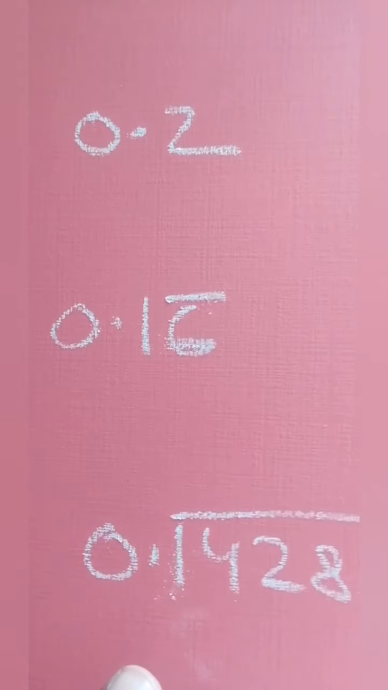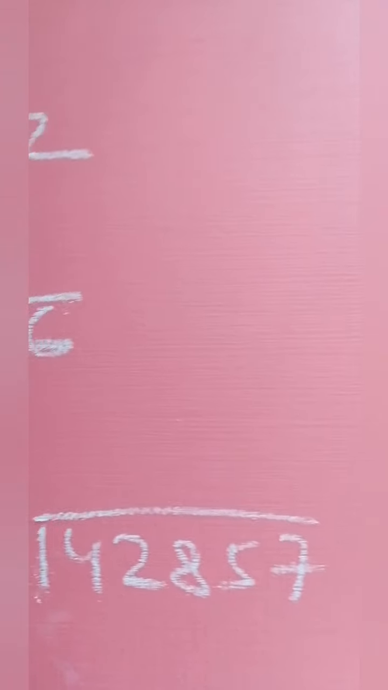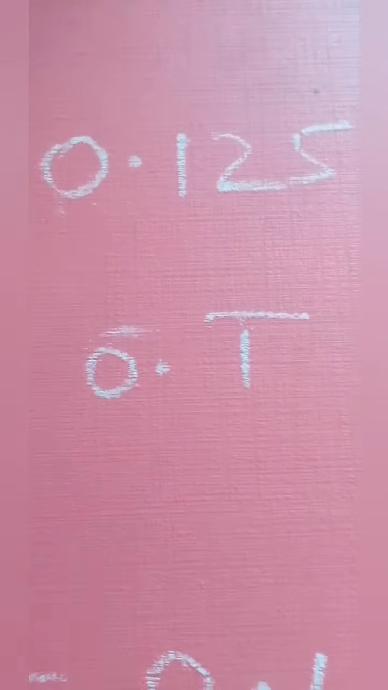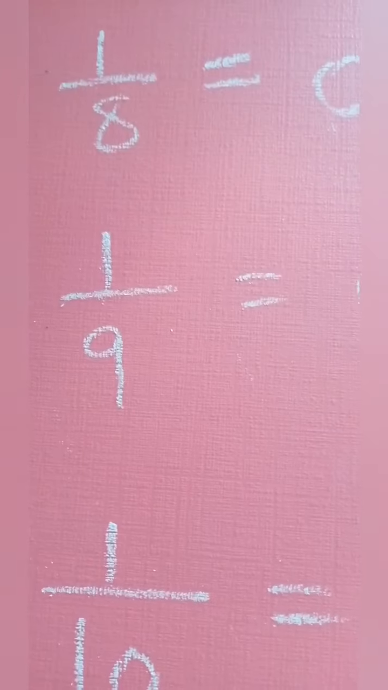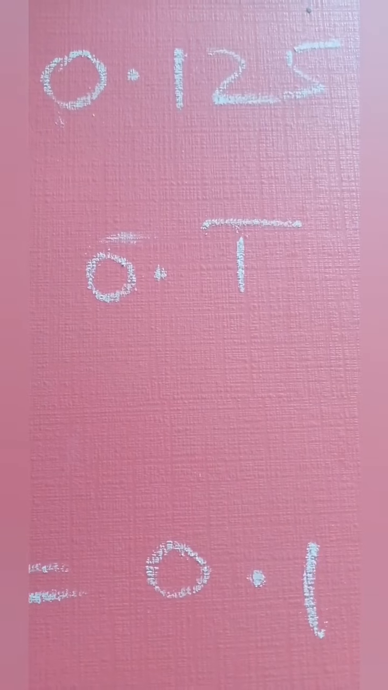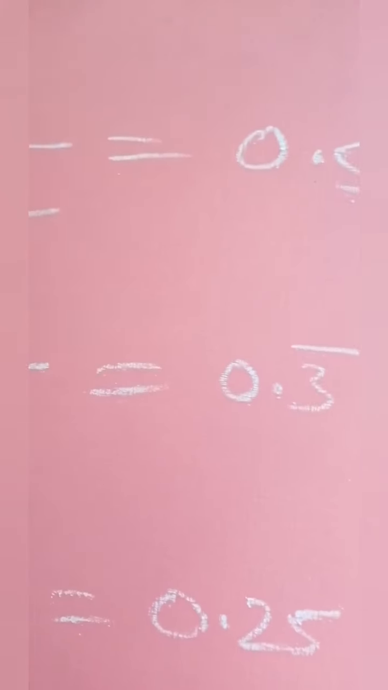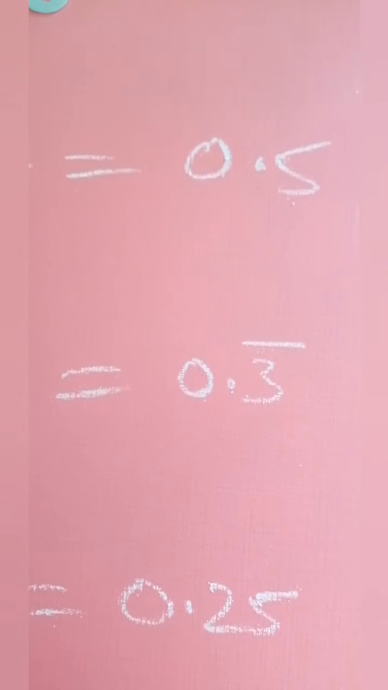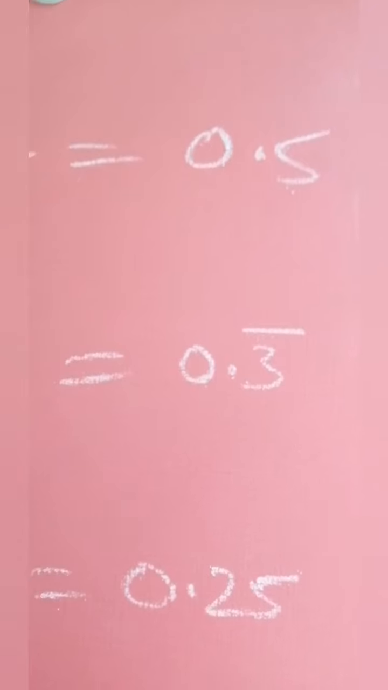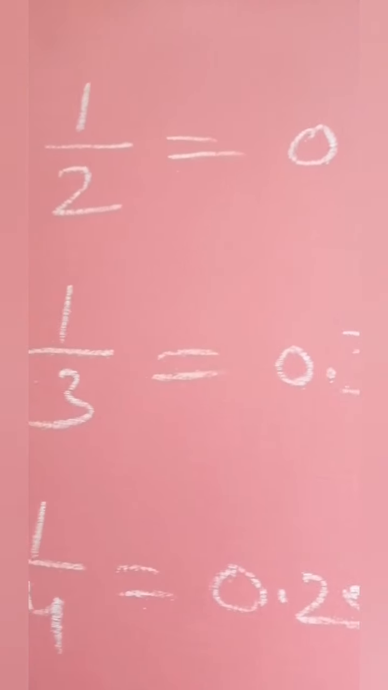1 by 7 is equal to 0.142857 bar, that is non-terminating. 1 by 8 is equal to 0.125 terminating, 1 by 9 is 0.1 bar non-terminating, 1 by 10 is 0.1 terminating. So which decimals are terminating and which are non-terminating, and how can we notice it?